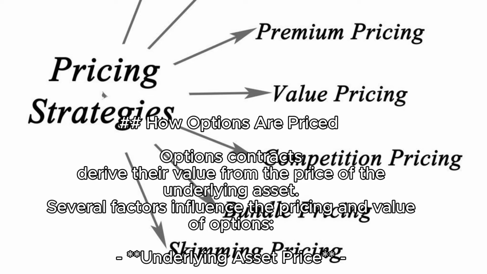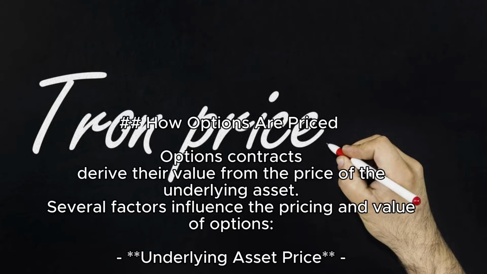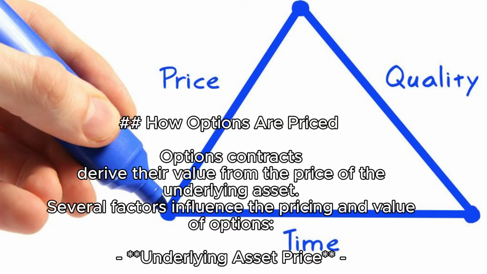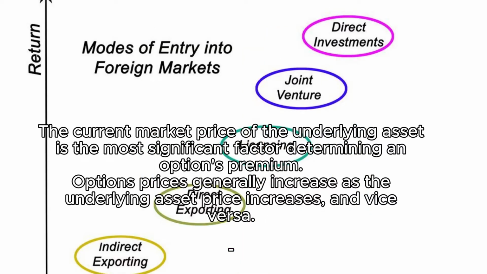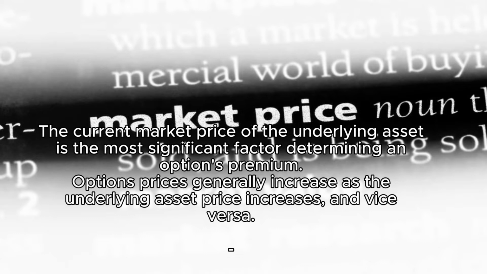How options are priced. Options contracts derive their value from the price of the underlying asset. Several factors influence the pricing and value of options. Underlying asset price. The current market price of the underlying asset is the most significant factor determining an option's premium. Option prices generally increase as the underlying asset price increases, and vice versa.